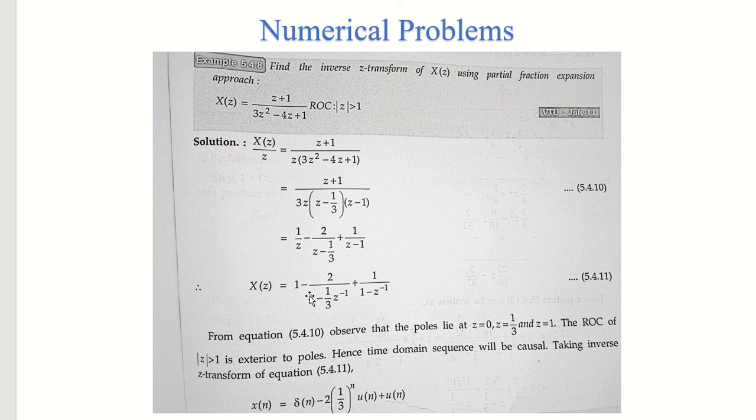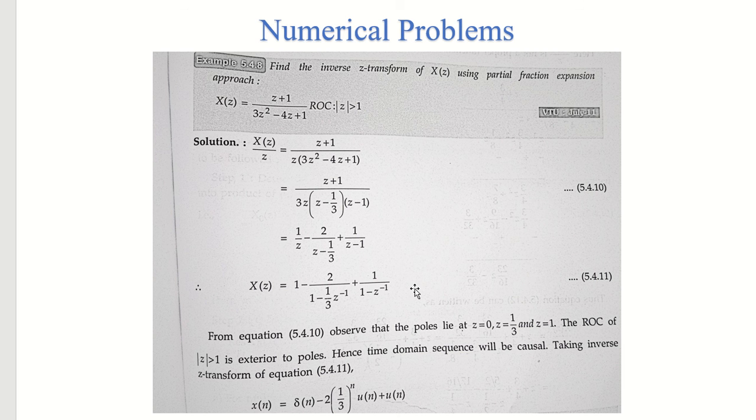You will get 1, then minus 2 divided by, you divide this whole equation by z, so you will get z divided by z, which equals 1 minus 1 by 3 z inverse. And if z is in the denominator and I want to send it into the numerator, I have to take the inverse. So 1 divided by (1 minus 1/3 z inverse) plus 1 divided by, again z divided by z, it will be 1 minus 1 divided by z, which is z inverse. So we are having z inverse, right?